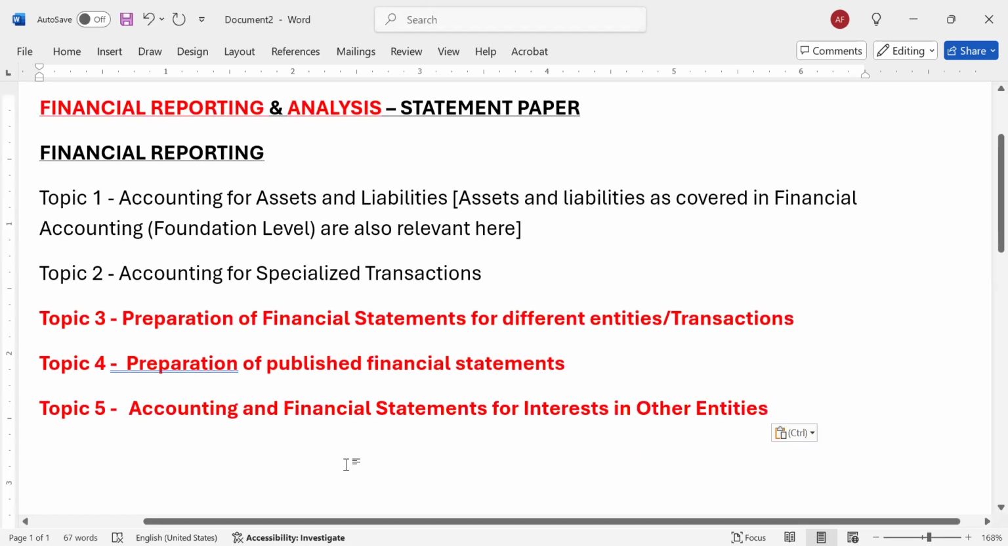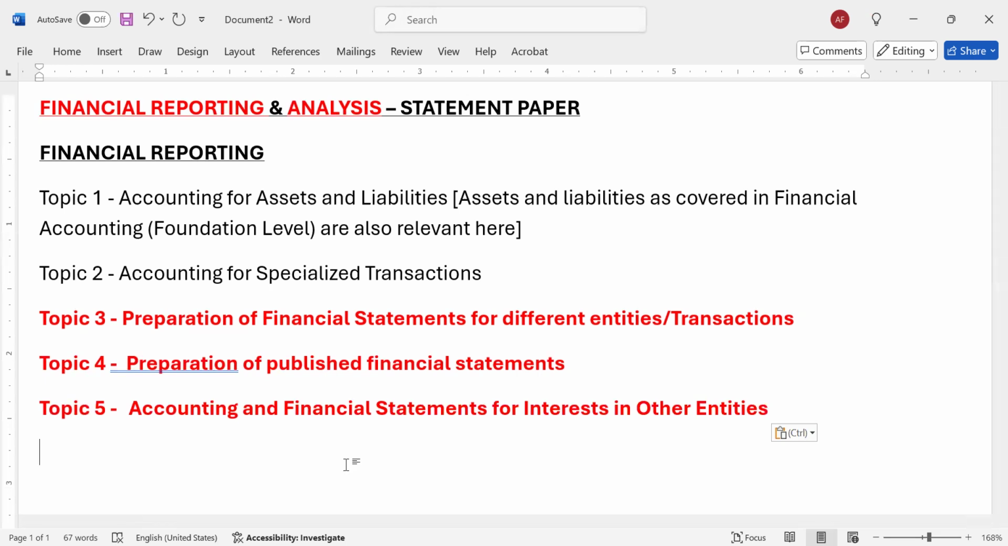So these are what you have: accounting and financial statements for interest in other entities. Now, let Mwalimu guide us on what will be expected to understand on this topic. Other than consolidation, what we are used to, where we're talking about basic consolidated financial statements with a subsidiary, at times at this level it will exclude disposal and statements of cash flows. At this point, we'll be talking about associates and joint ventures.